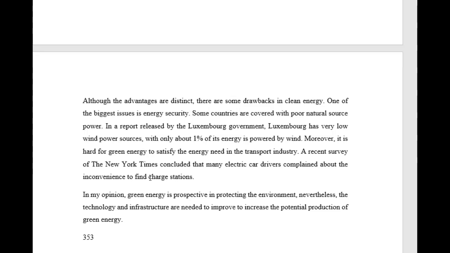Okay, fine. In my opinion, green energy is, this isn't, I think, the right word here. I think you want to say something else. Is maybe positive, it is maybe beneficial, it is promising, perhaps, in protecting the environment. Nevertheless, the technology and infrastructure needed to improve. Okay, technology and infrastructure are needed. There we go. So get rid of the and just say technology and infrastructure are needed to improve and increase the potential production of green energy.